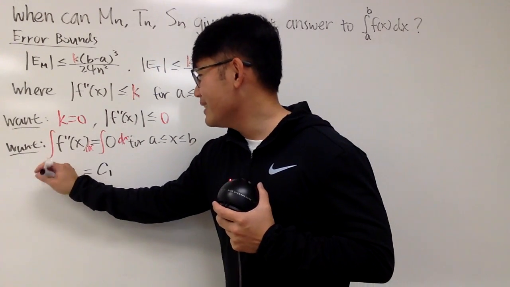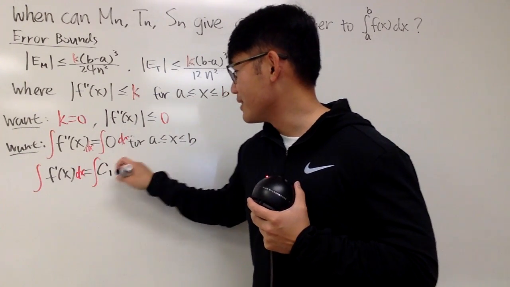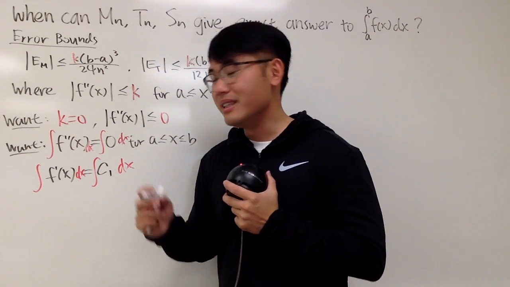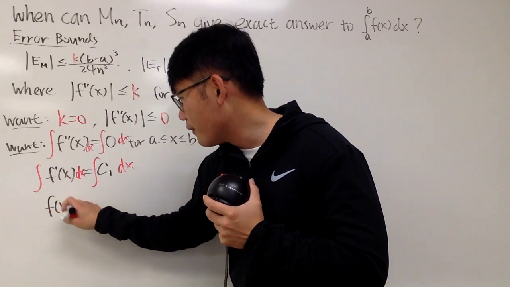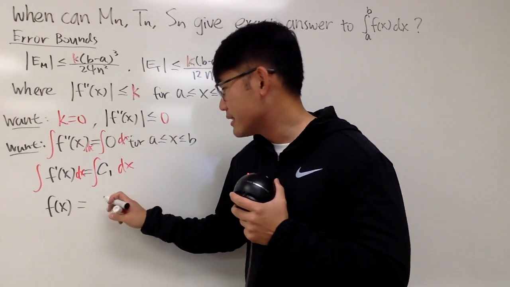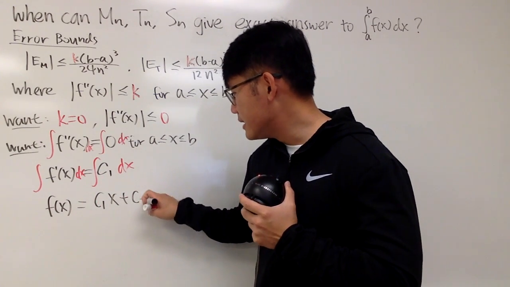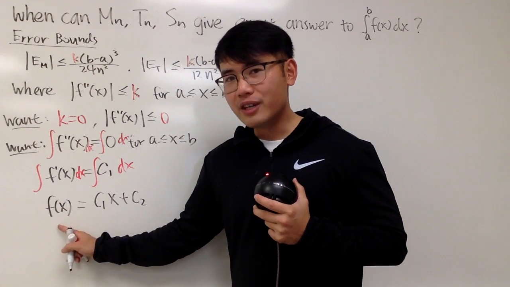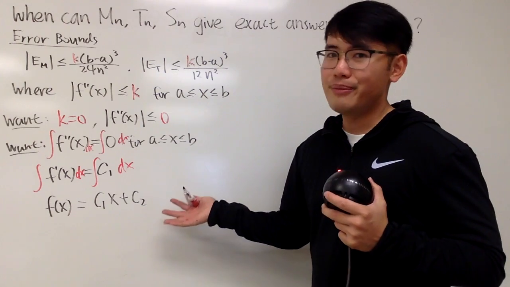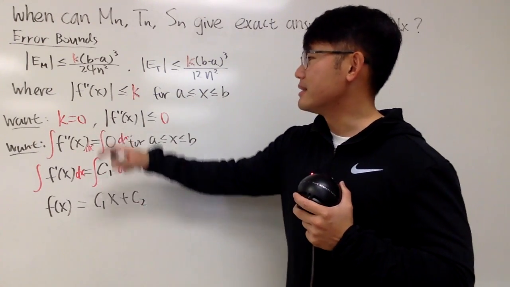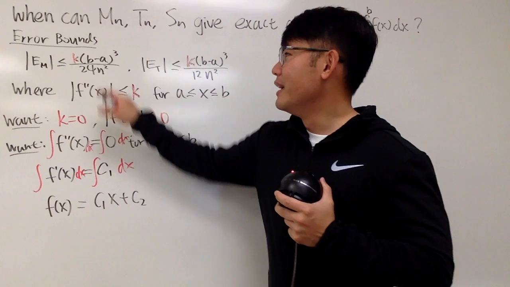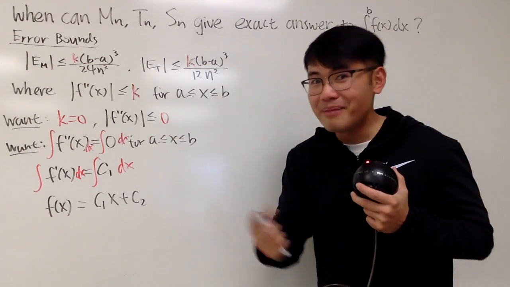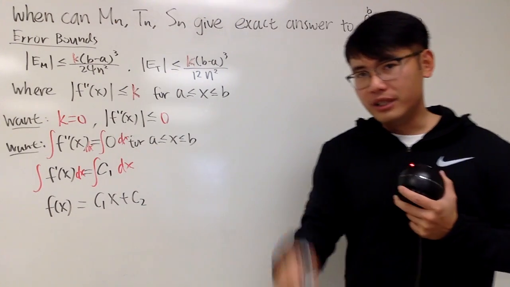And then you integrate again, and you should still put on dx. Well, when you integrate the first derivative, you end up with the original function, so you have f of x. And now on the right-hand side, you get c1 times x plus c2. As you can see, if the function is a linear function, then its second derivative will be 0. That means the k will always be 0. That means you will never get any error because the error will be 0. So that means this and that will give you an exact answer.